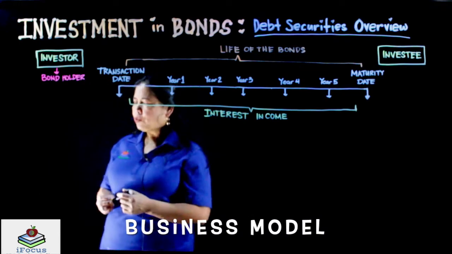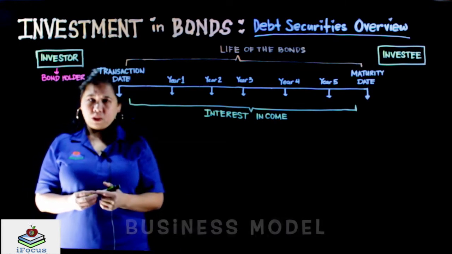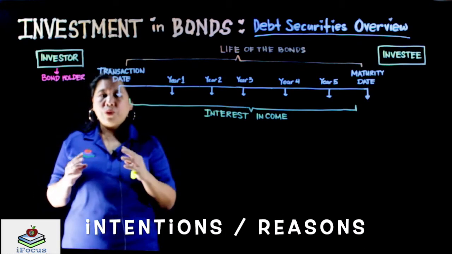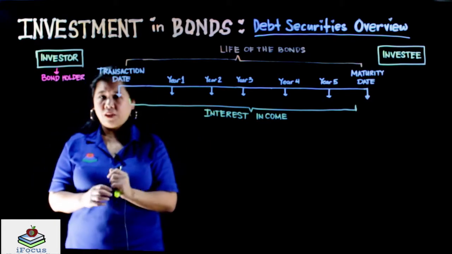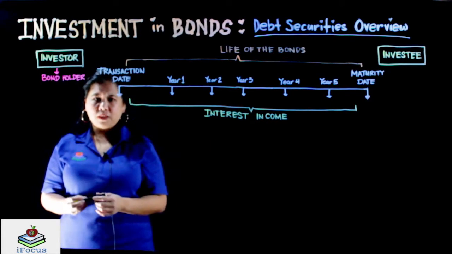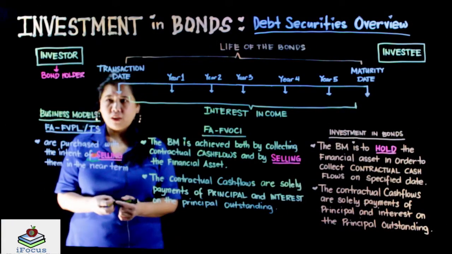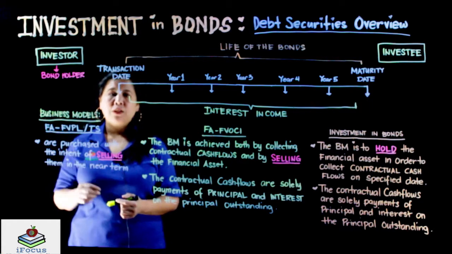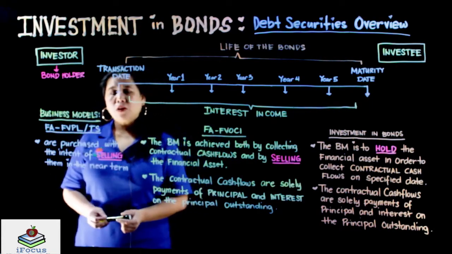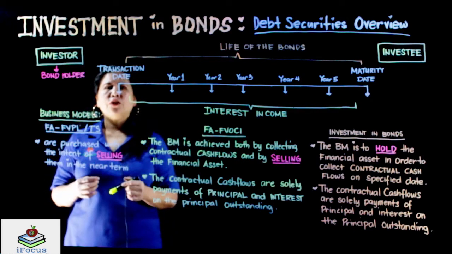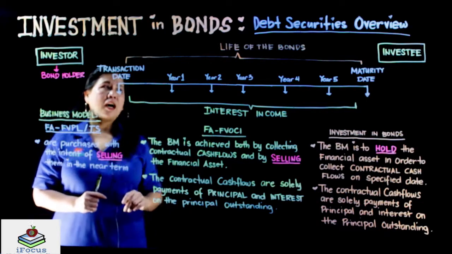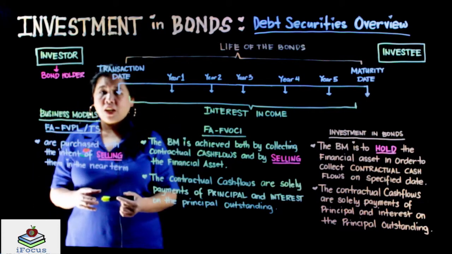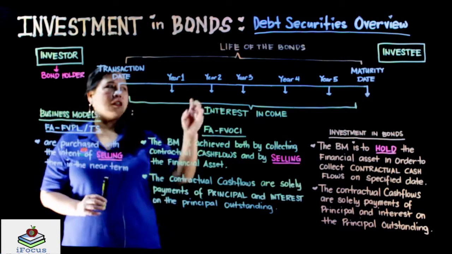So, ano naman itong tinatawag nilang business model? Ang business model, ito yung intention or reasons kung bakit itong si investor ay nag-i-invest ng kanyang money to the investee or nag-a-acquire ng bonds ni investee. Ito yan, to determine kung anong classification ang dapat na gawin ni investor sa kanyang investment. So, ang business model, ito yung reasons, ito yung intentions ni investor kung bakit siya nag-i-invest kay investee or kung bakit siya nag-a-acquire ng bonds ni investee.